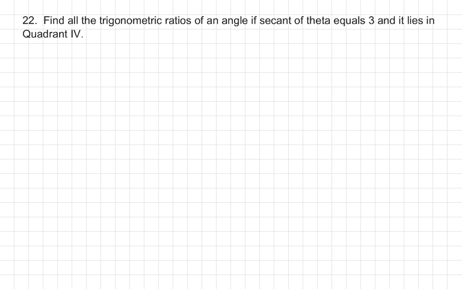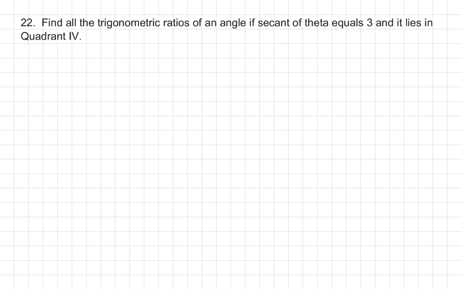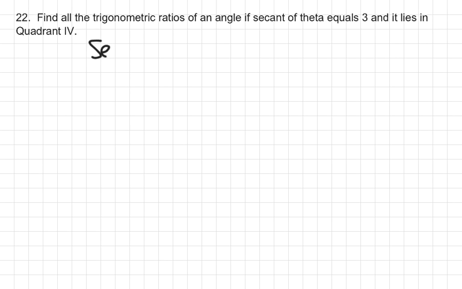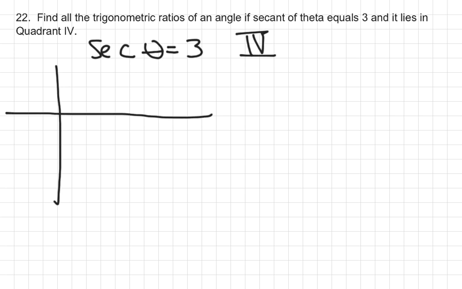Number 22. Find all the trigonometric ratios of an angle if secant theta is equal to 3 and the angle lies in quadrant 4. Well, this is what I'm going to do. I'm going to start by drawing a picture. Here's the coordinate plane, and here's my terminal ray in quadrant 4. To draw my triangle, I'm going to drop a perpendicular to the x-axis. And theta is always the angle between the terminal ray and the x-axis.